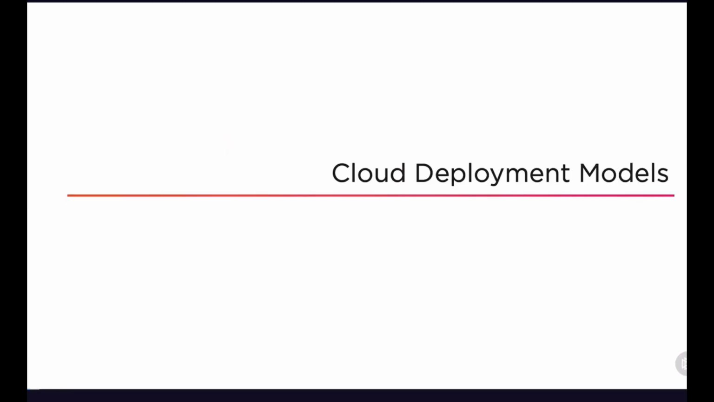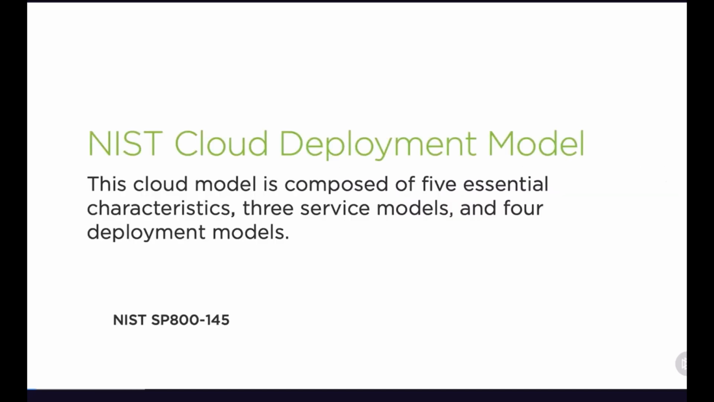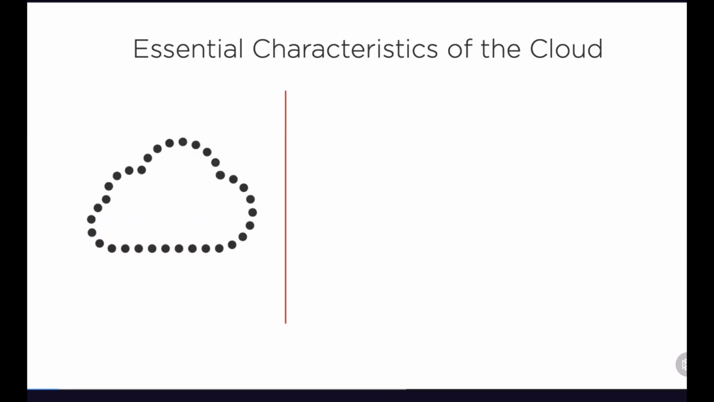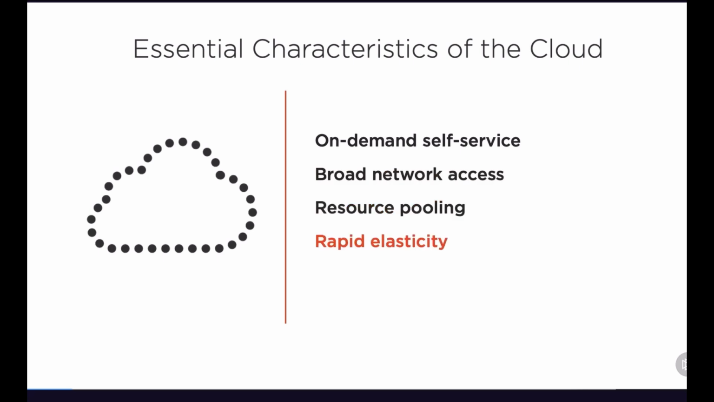Let's start looking at the various cloud deployment models from a very high overview perspective. NIST defines the cloud deployment models as composed of 5 essential characteristics, 3 service models, and 4 deployment models in the special publication 800-145. Those 5 essential characteristics of the cloud include on-demand self-service, broad network access, resource pooling, rapid elasticity, and measured service.